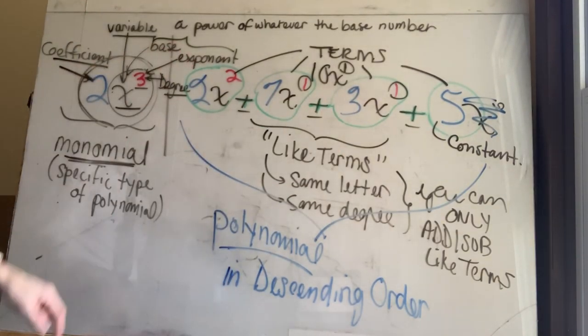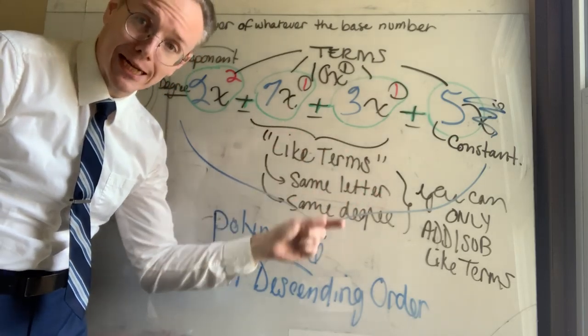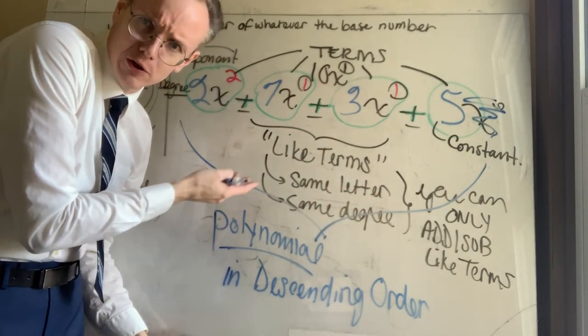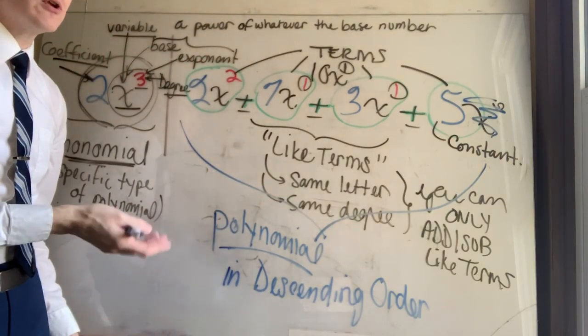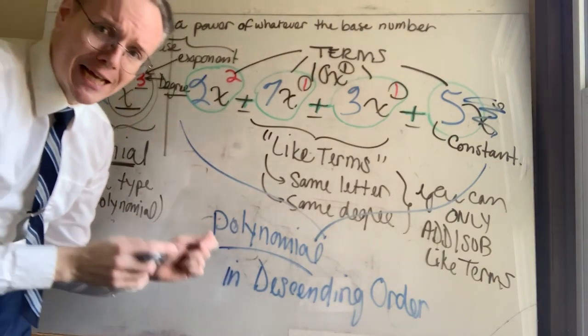You could have the 5 sitting up in front, the 2x squared somewhere stuffed in the middle. And it would technically be the same polynomial, all right? And unless you have a real stickler for a teacher, they really shouldn't take points off for it being sloppy, all right? But it's not good etiquette.